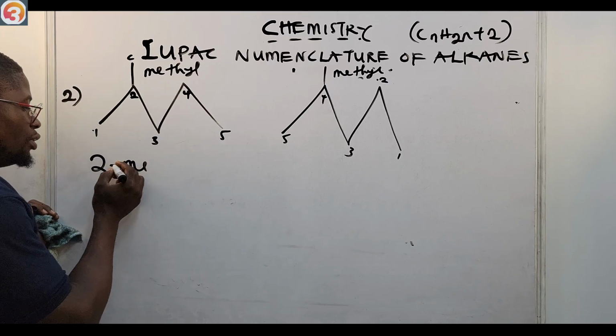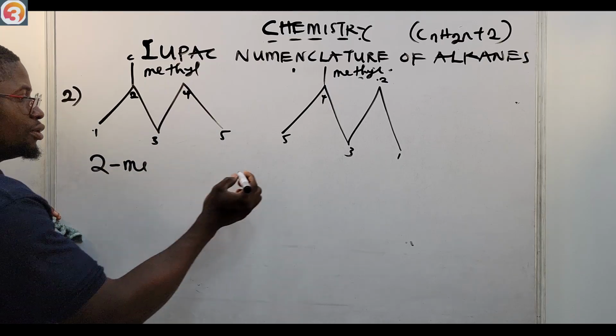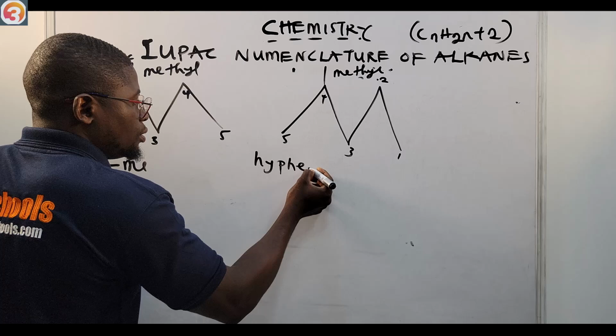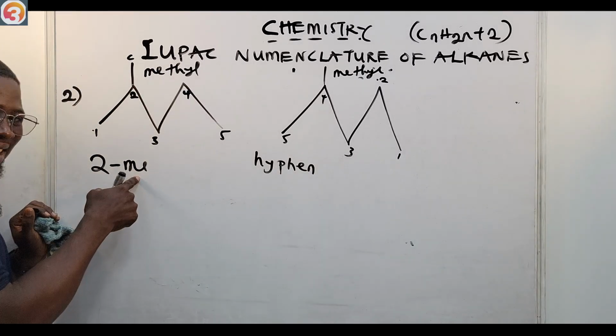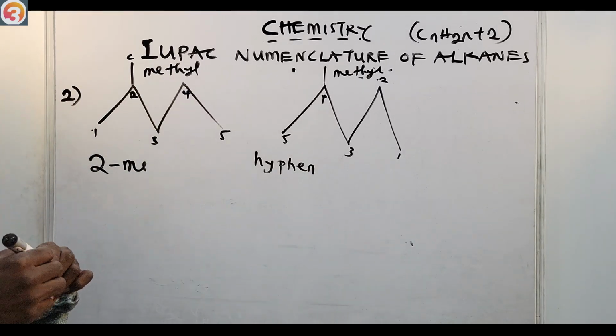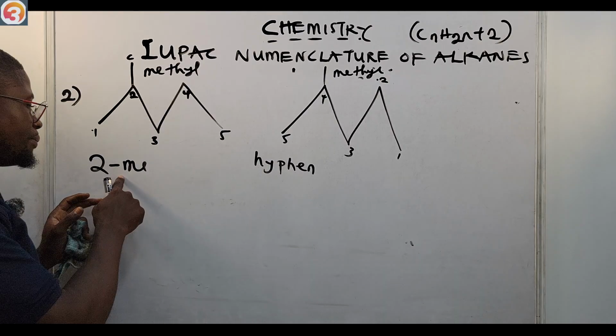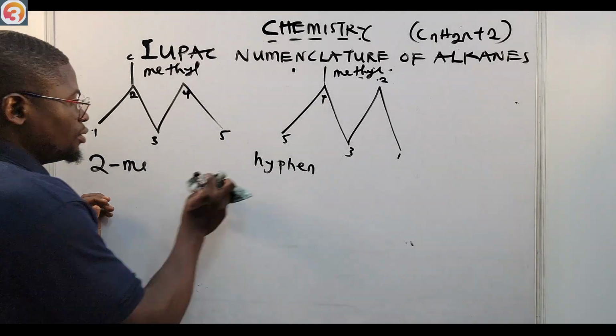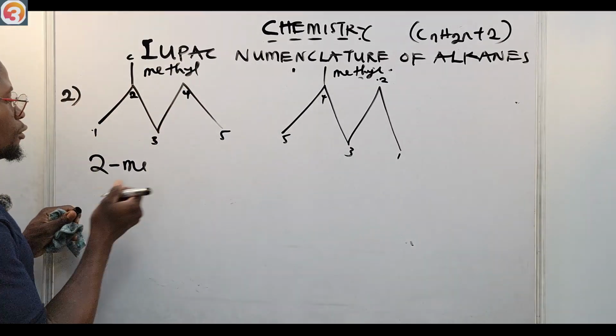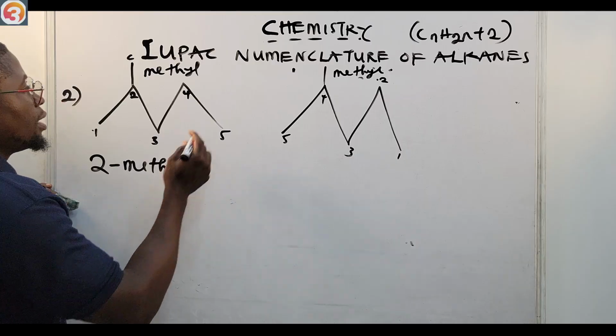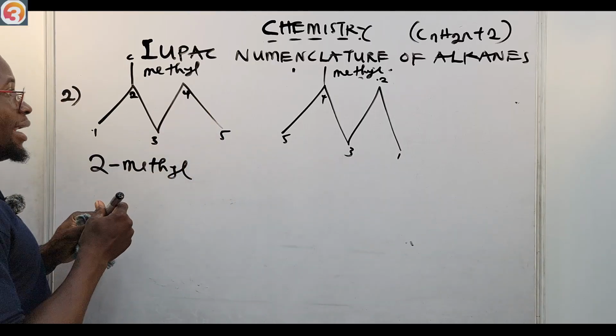So now we'll say 2-methyl. We use a hyphen to separate numbers from letters when we are naming organic compounds. Okay, so we'll say 2-methyl. Now how many carbons are in the parent chain?